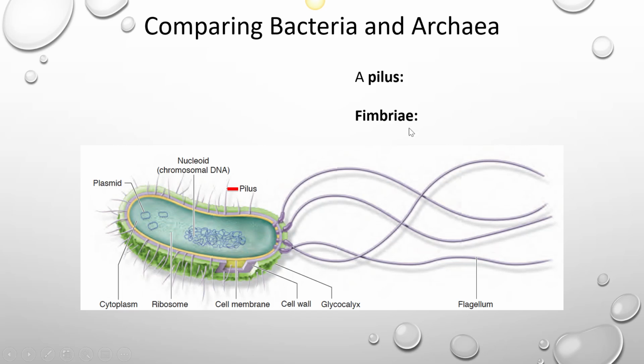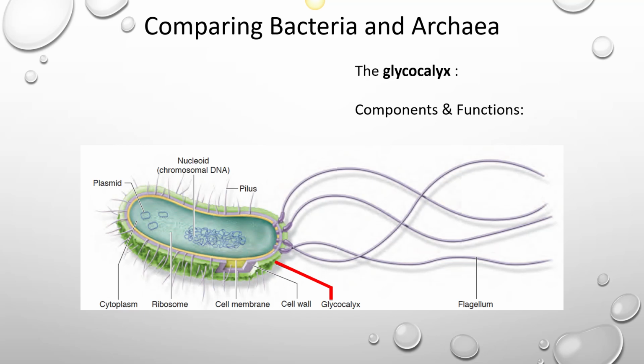Fimbriae are proteins that allow the microorganism to stick to surfaces. For example, E. coli have fimbriae to stick to your intestinal microvilli. Flagellum are tail-like structures that allow for the movement of the microorganism.